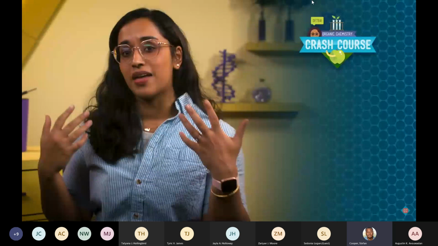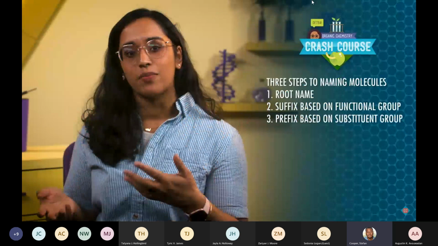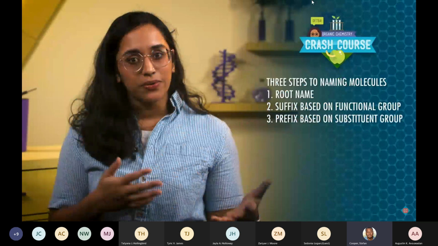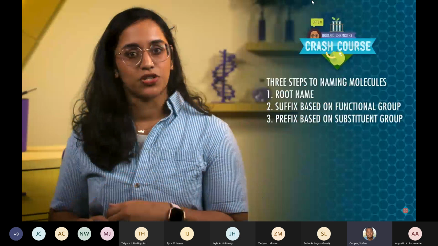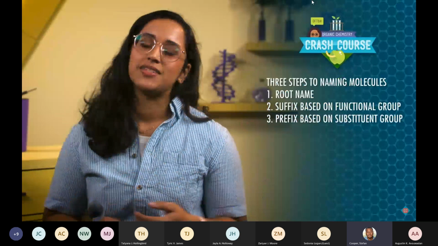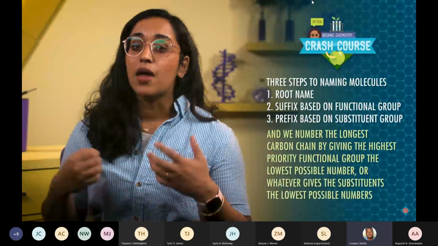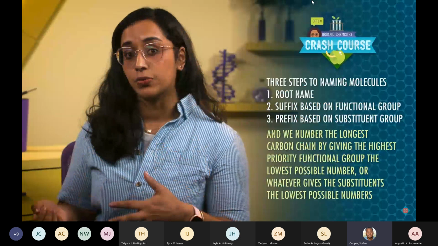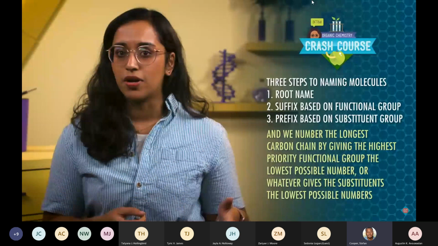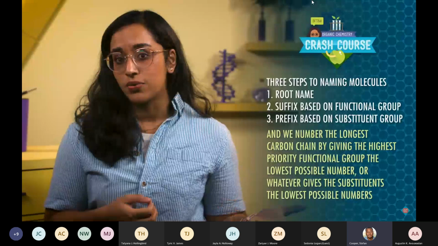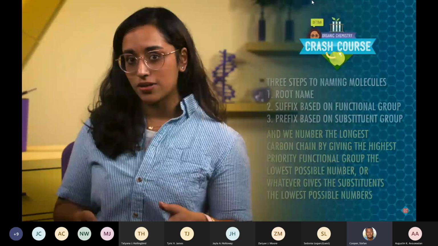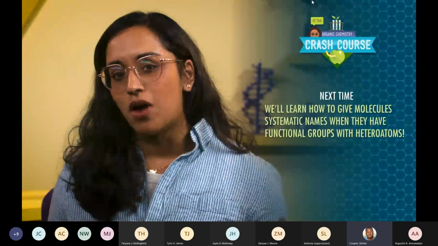But calling this compound dichloromethane makes it easier for scientists to know they're talking about the same thing. In this episode, we learned that there are 3 steps to naming molecules, which include the root name, a suffix based on functional groups, and a prefix based on substituents. And we numbered the longest carbon chain by giving the highest priority functional group the lowest possible number, or whatever gives substituents the lowest possible numbers. Next time, we'll learn how to give molecules systematic names when they have functional groups with heteroatoms.